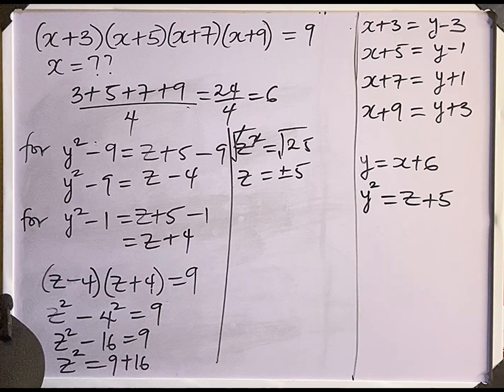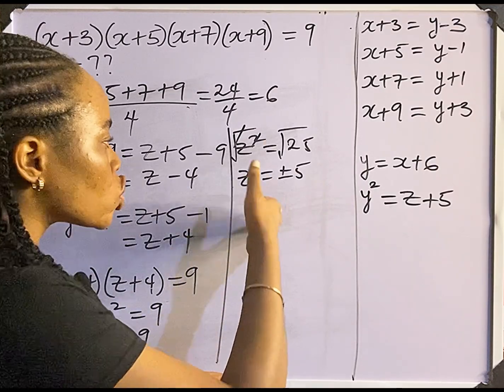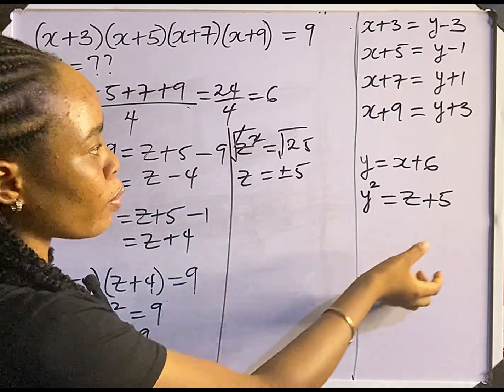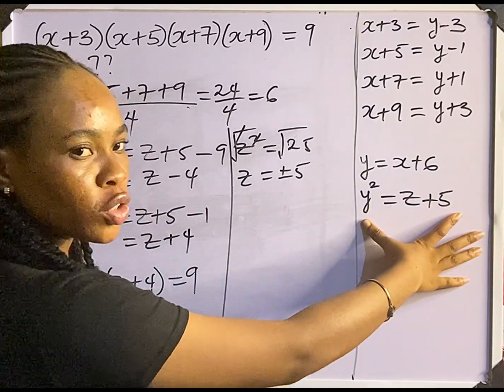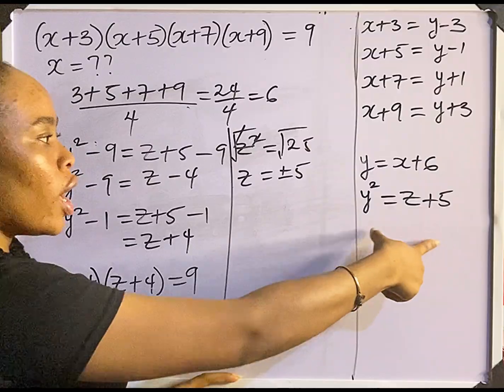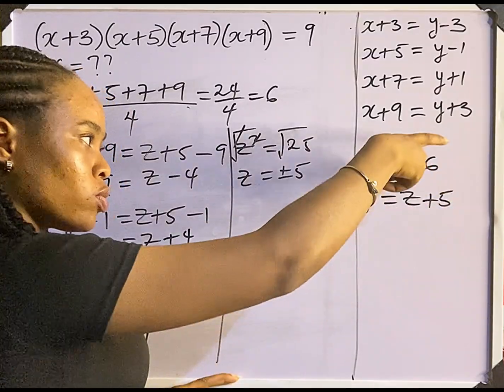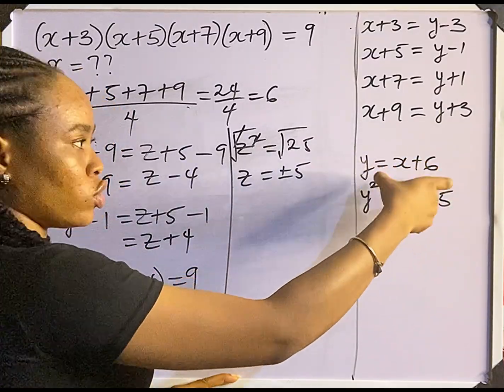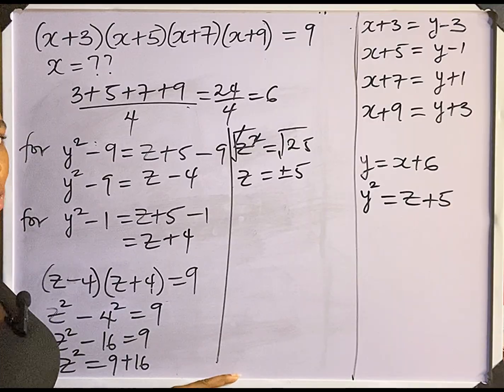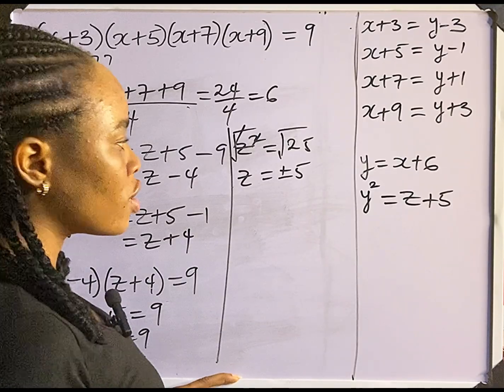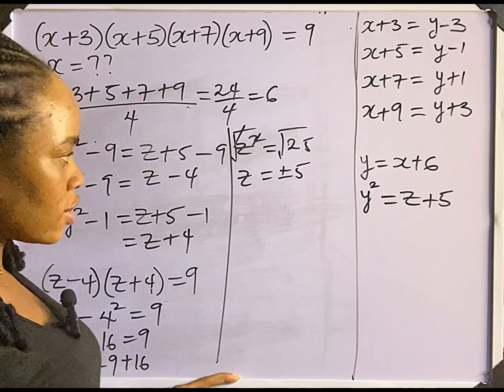Remember, z is not what we're looking for, we're actually looking for x. So what we're going to do is substitute the value for z back into this equation, get the value of y, and when we get the value of y, we substitute it back into this equation and then get the value of x. So you see our journey has been made easy.